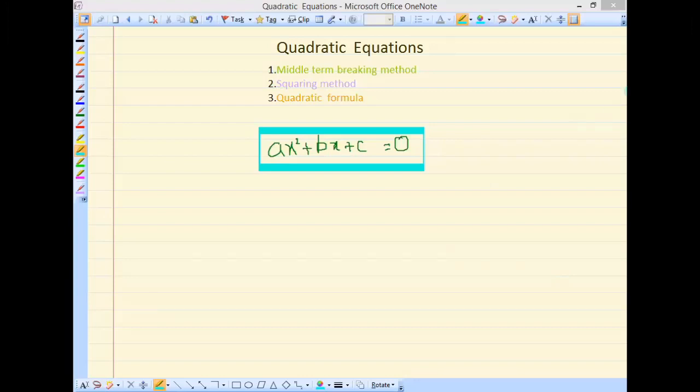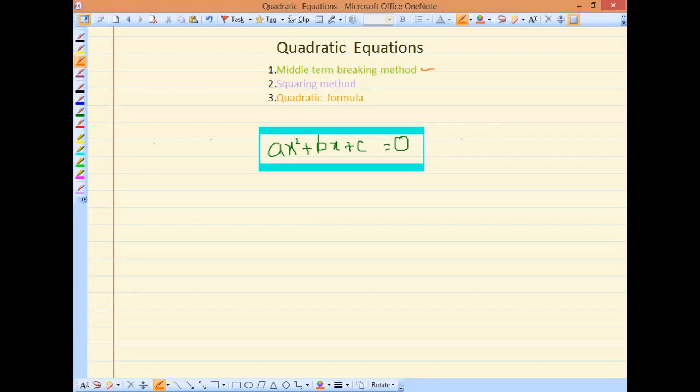Today we are going to learn about quadratic equations. There are a total of 3 methods through which we can solve any quadratic equation. But today we are going to learn about this method, the middle term breaking method. It's very easy and I hope that some of you have done this before also, because it's similar to factorization.